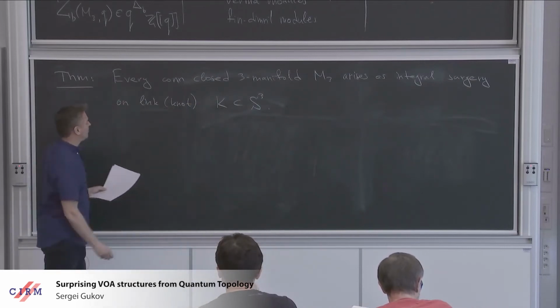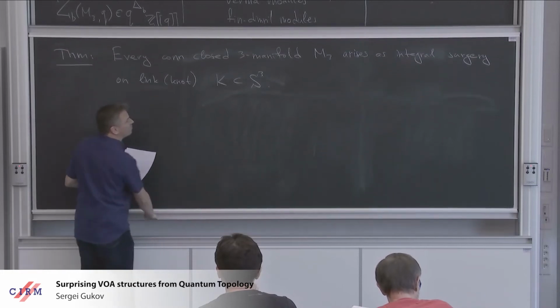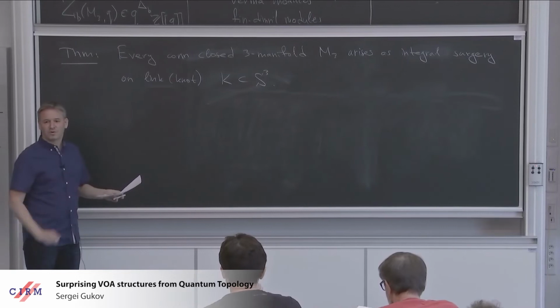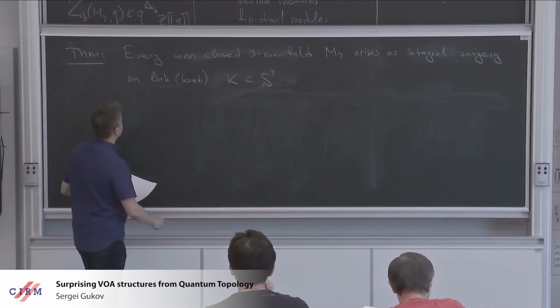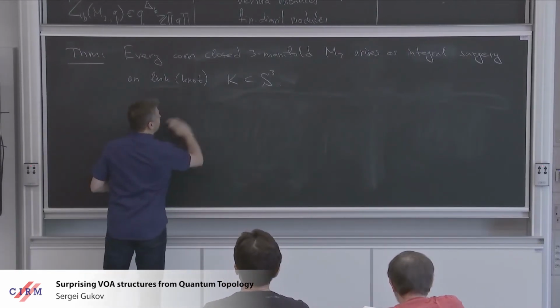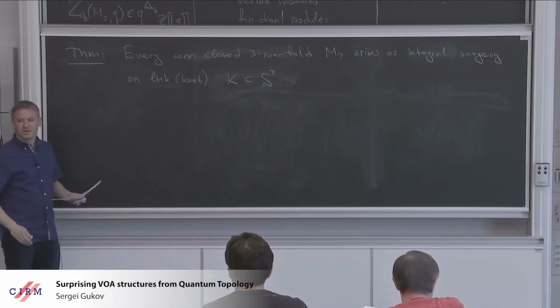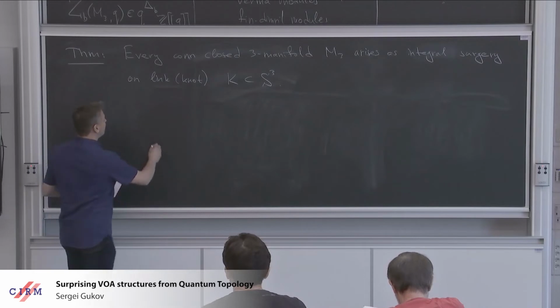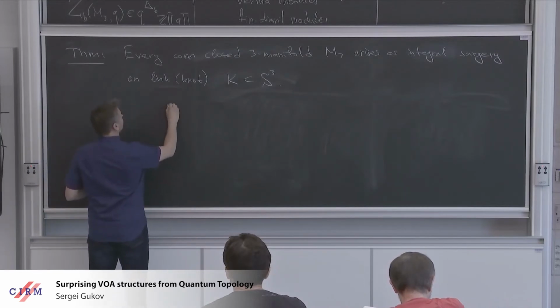I'll try to decode it in a second. First, I want to clarify that this does not mean one-to-one or uniqueness. For instance, there are many, in fact, infinitely many knots and links which give rise to the same three-manifolds upon surgery operations. Surgery will be explained in a second.